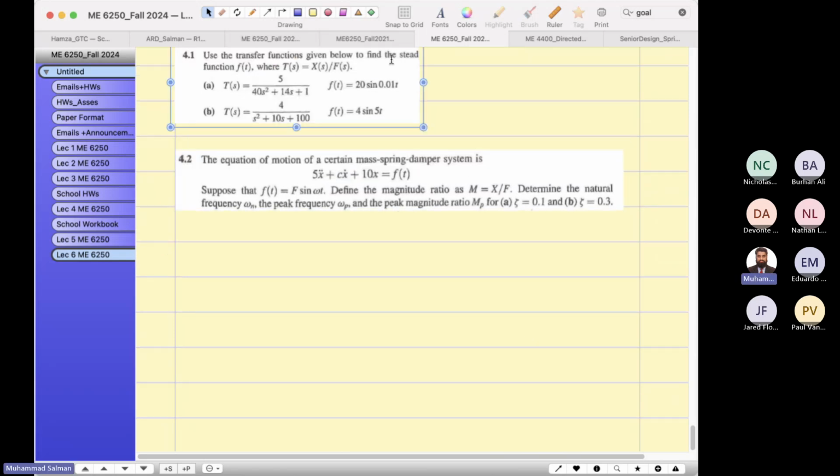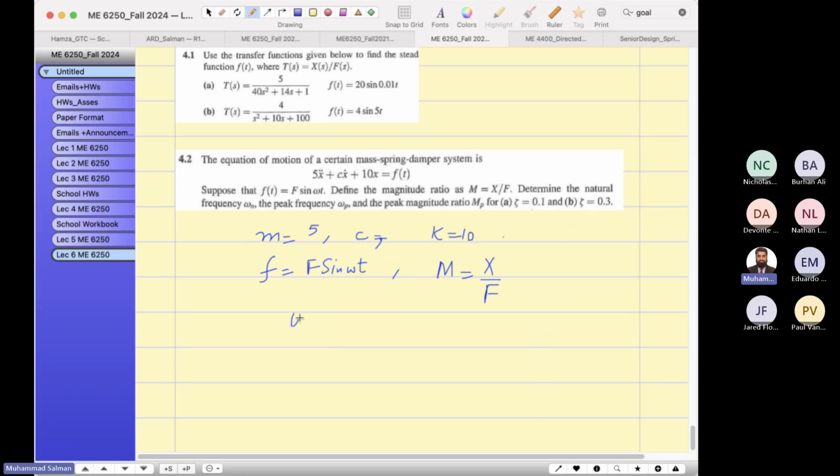This is the mass spring damper system, and the equation has the mass equal to 5, damping coefficient unknown, so it is not having any value, K equals 10, and the forcing function equals F sine omega t. So the magnitude ratio, sorry, this is M equals output response divided by the input amplitude of the force.